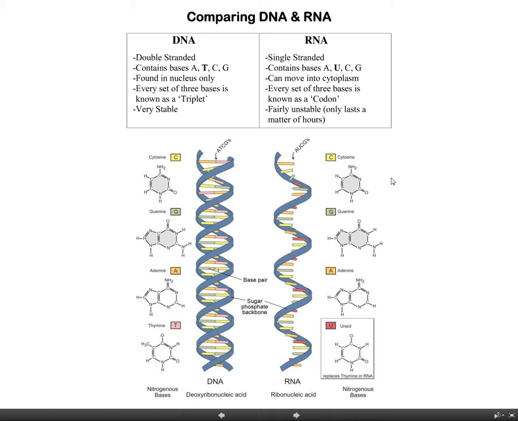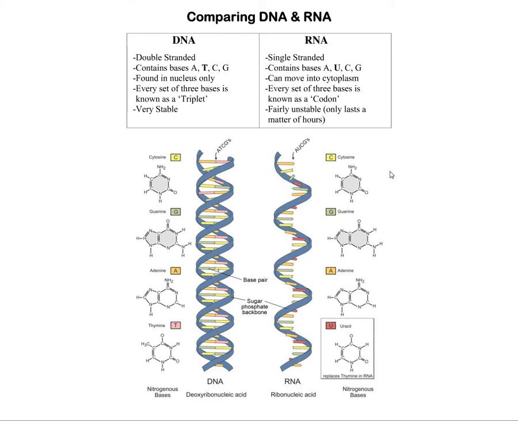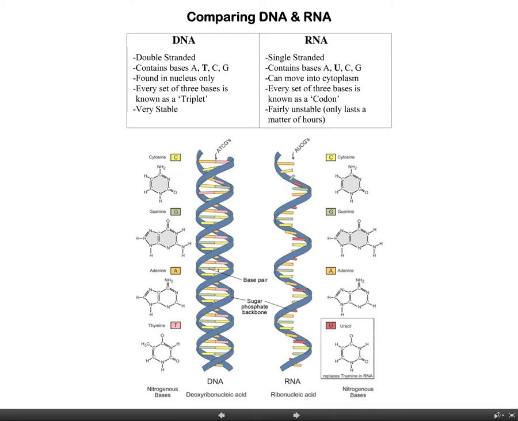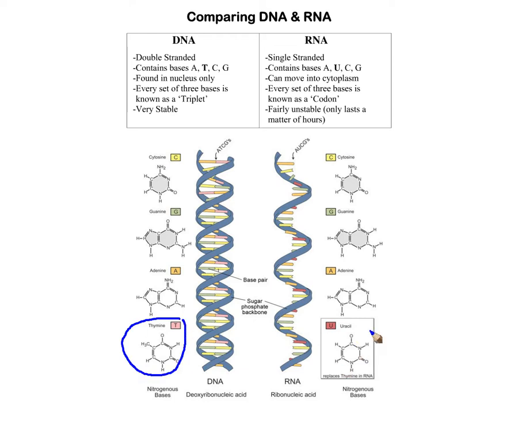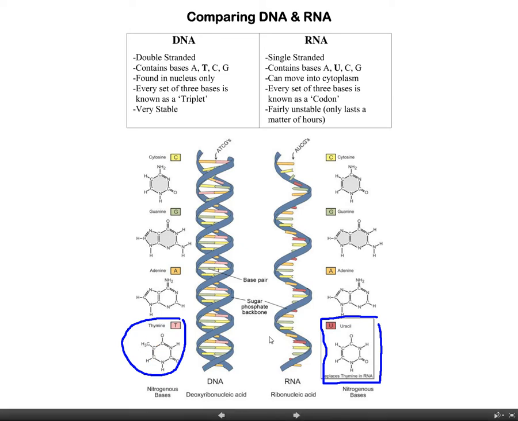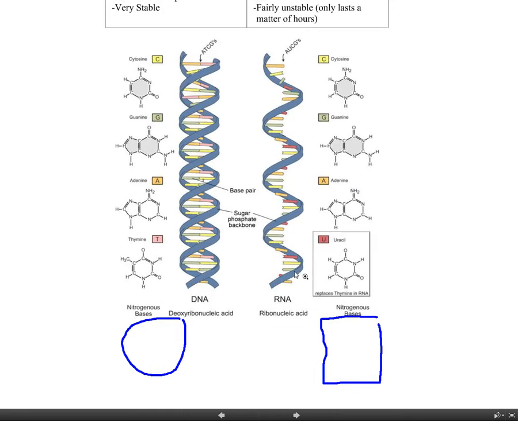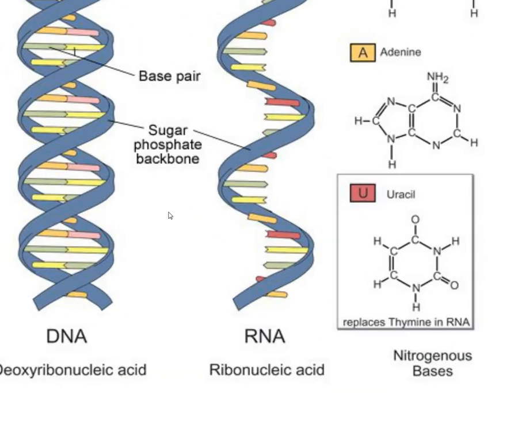RNA contains the bases A, C, G as well, but instead of T, so instead of thymine, that's the one key difference here, instead of the base thymine, so remember bases are the steps of the ladder, we have this base here called uracil, a U. And if you look at the structure, it's actually very similar, except that, and I'll zoom in a little bit there for you.